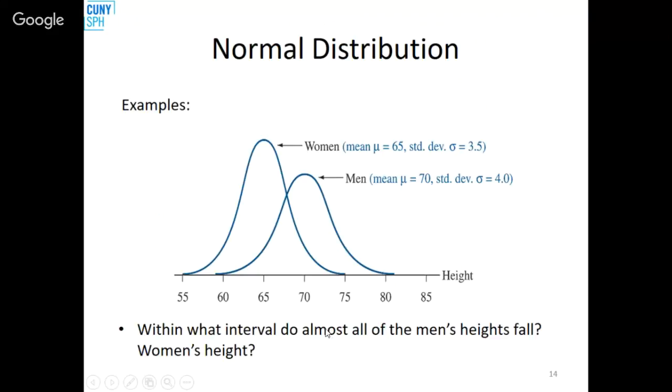So here, within what interval do almost all of the men's heights fall? So that's this one. I guess about 60 to 80. So with the center being at 70, they almost all fall within plus or minus 10 inches, which is about 2.5 standard deviations. And for the women's, it's between 55 and 75. So that's again plus or minus 10, again more or less plus or minus 2 standard deviations.